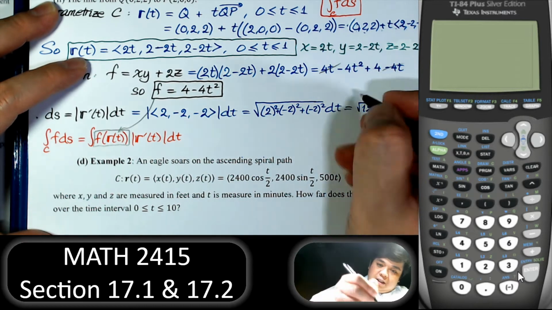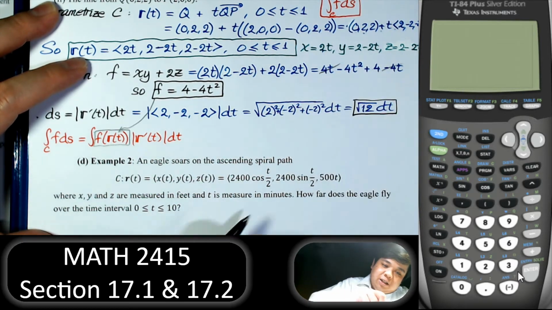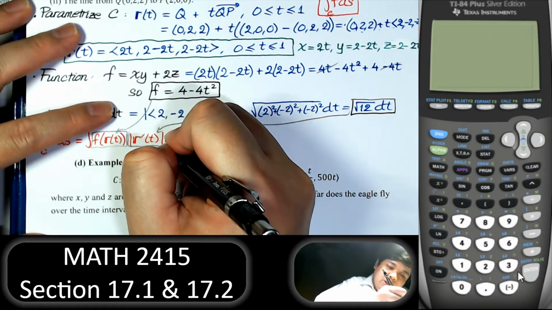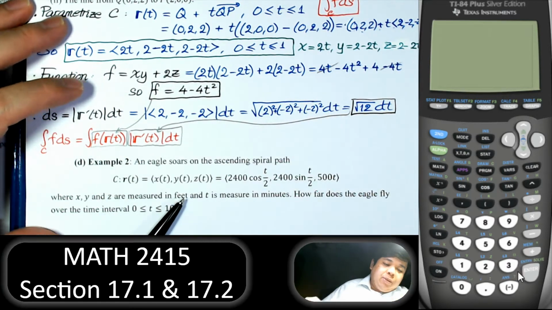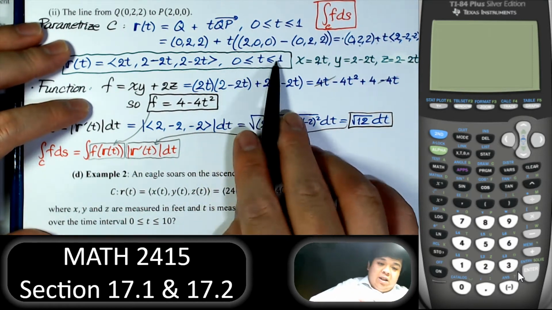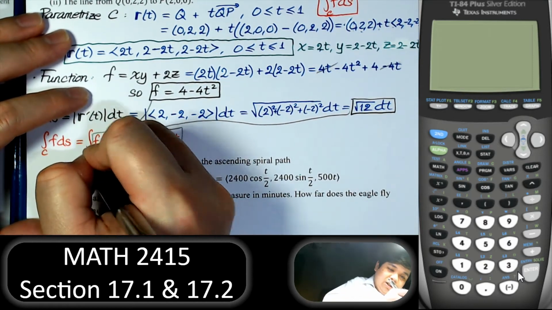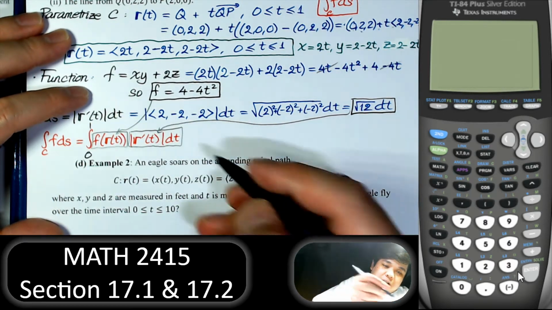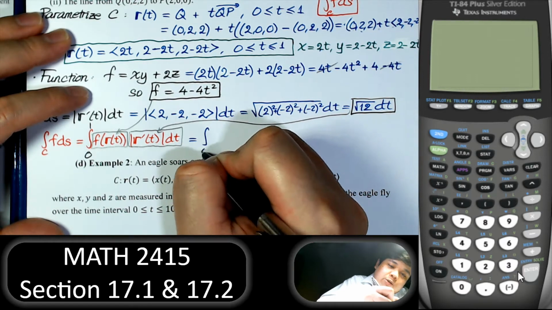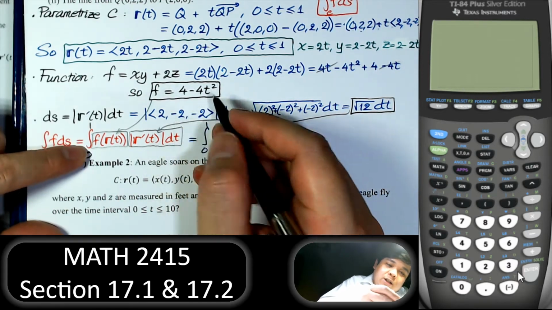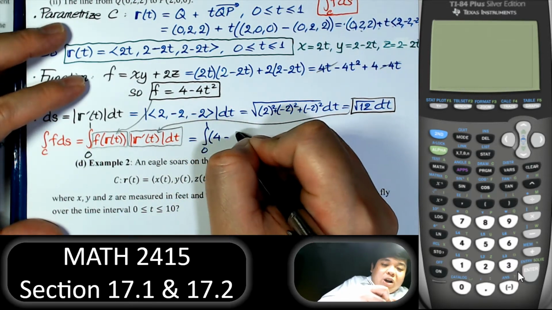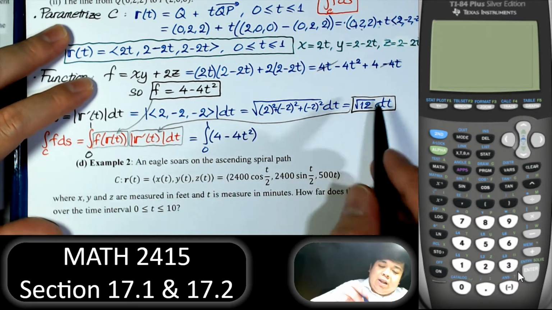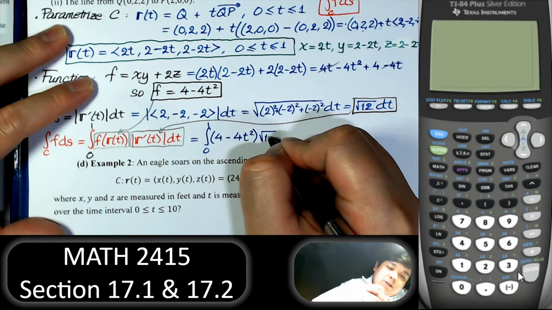And we're going to have this as ds, substitute into this. And t is going from 0 to 1. Right, so it's easy enough. We have the integral from 0 to 1 of the function. So just write the function in terms of t, and then compute ds, square root of 12 dt.